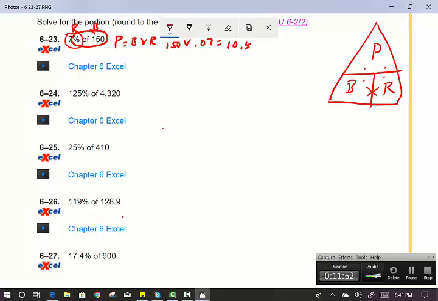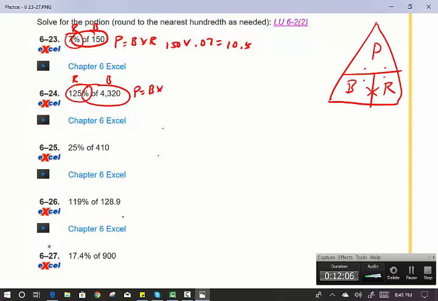Okay, number 24. We know that the percent sign is associated with the rate. The number that follows percent of is your base. So again, we're solving for the part. Part is equal to base times rate, according to the symbol. So the base is 4320 times 1.25 after you move the decimal point 2 places to the left, and that is going to equal 5,400.